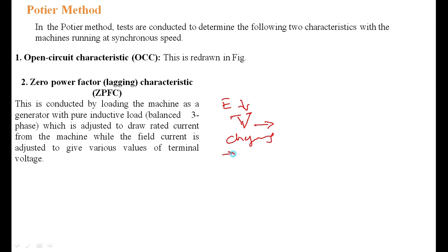of three reasons. One is IRA drop. Then the second reason for change in the generated voltage to the terminal voltage is there is an IXL drop. The third one is the effect of armature reaction.